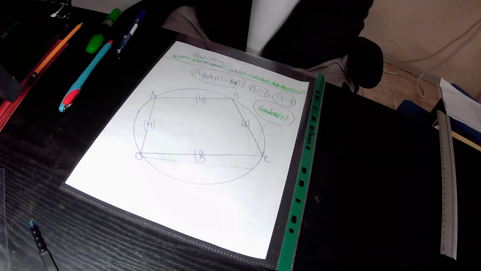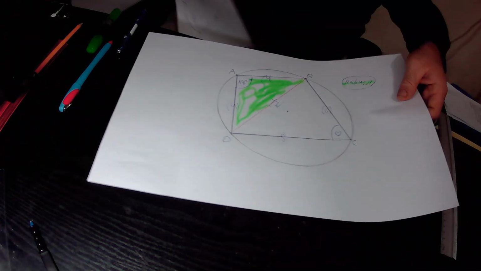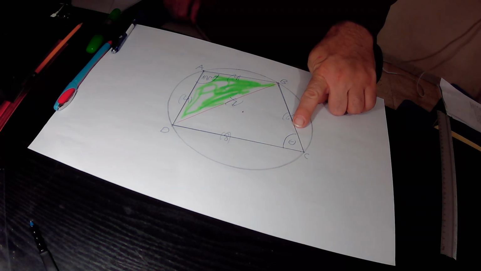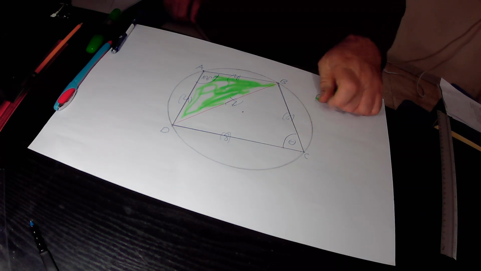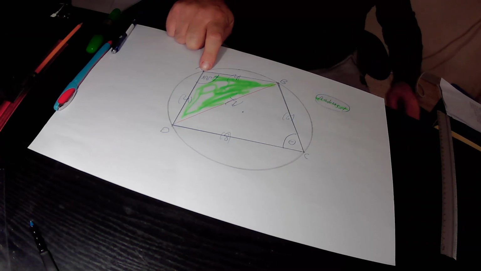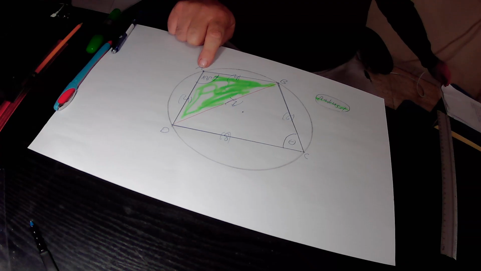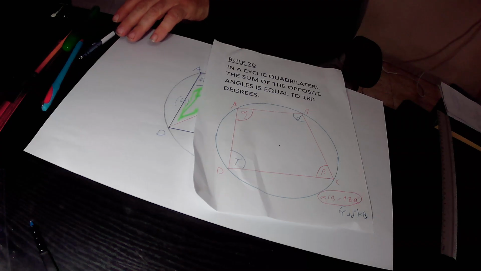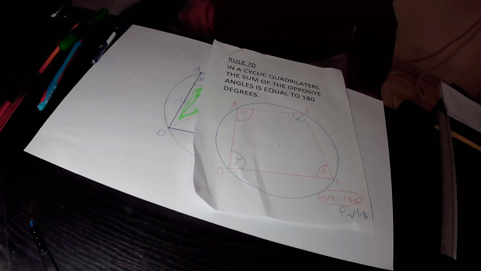So first of all, we define this angle BCD as theta. Therefore, this angle must be equal to 180 degrees minus theta according to rule 70. So let's repeat quickly rule 70. According to rule 70, in any cyclic quadrilateral, the sum of the opposite angles must be equal to 180 degrees.